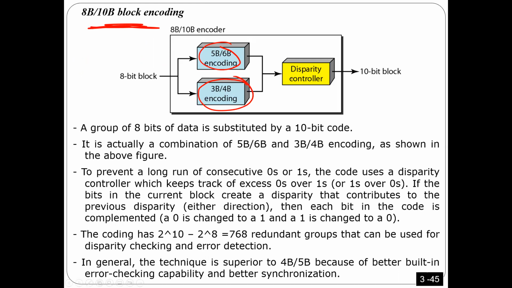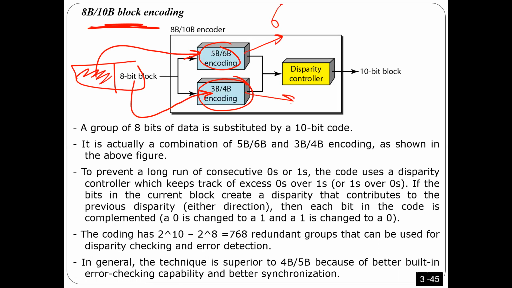How? If I have 8 bits, I'm going to take 5 bits and send them here, and then take 3 bits and send them here. This one is going to give me 6, and this one is going to give me 4. So now in total I have 10. So that's it. If you have an encoder like this one, usually we use small encoders this way to create a big encoder.